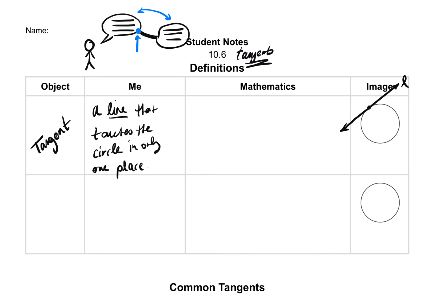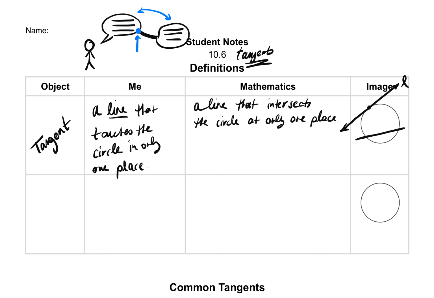So what can I do about this? How can I write this in terms of mathematics? I want a line that intersects the circle. So it's really just that word change, intersects the circle at only one place. At only one place, okay? Later we'll talk about lines that touch in more than one place, but today we're only talking about tangents, right? So if you have a line like this, that's not a tangent, right? It touches at two places, right?